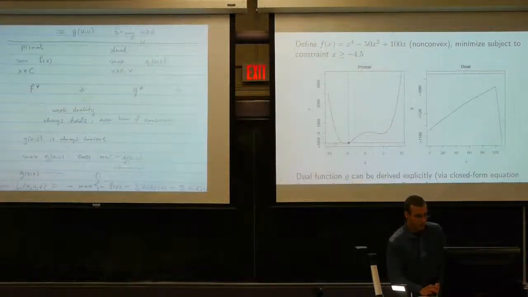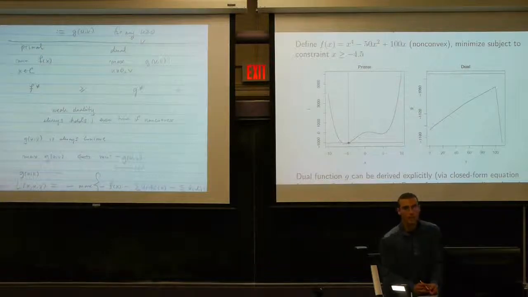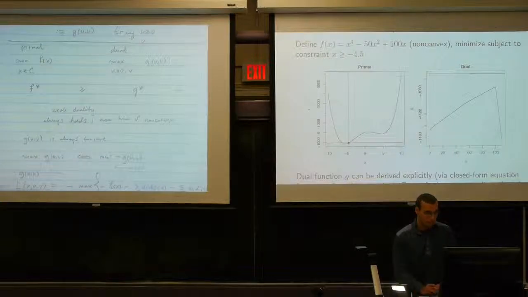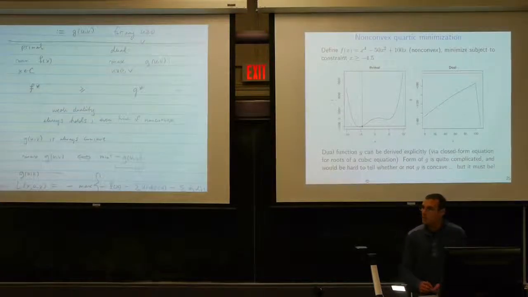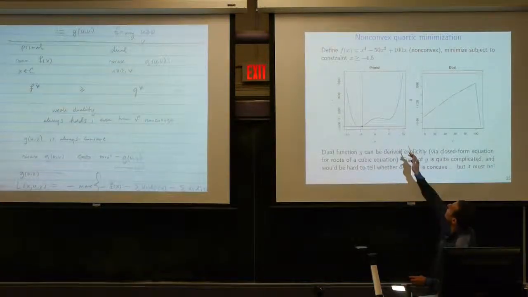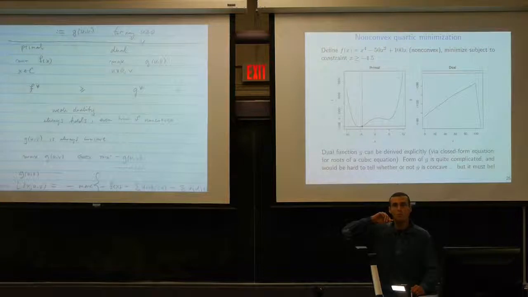It's just given by this red line. So this is not an interesting problem from the perspective of solving it being difficult, but it's interesting in that when you look at the dual function being concave, it tells you something interesting. So you can actually derive the dual function explicitly here. Why can you do that? It's because when I add this constraint, I'm going to be adding something that looks like u times the quantity x plus 4.5.